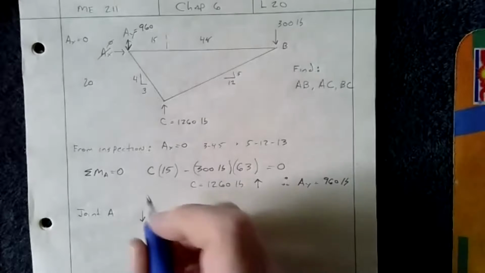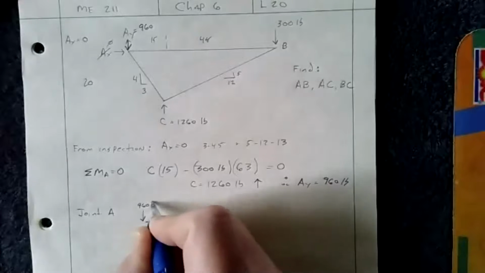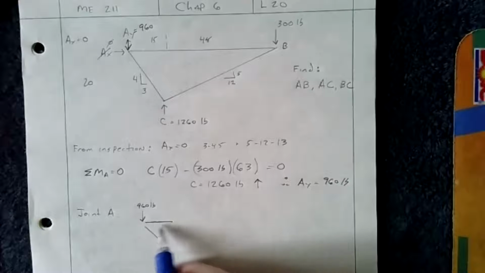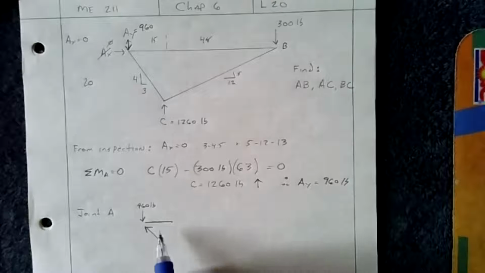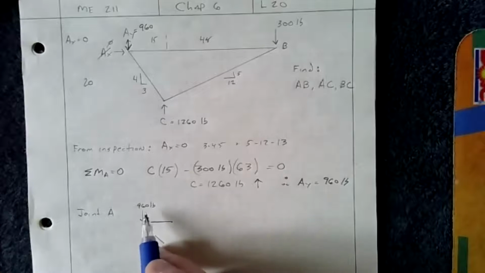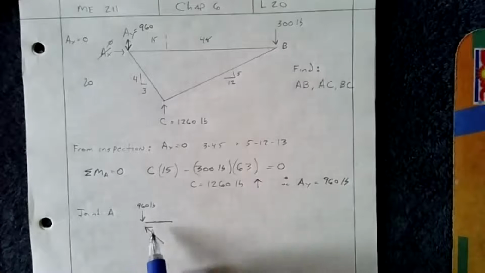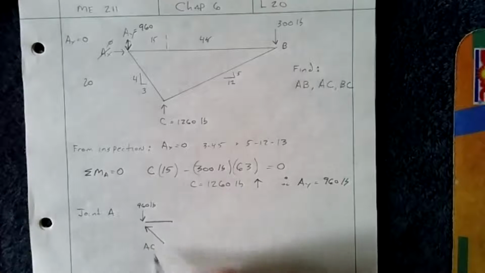We have this 960 pounds coming down. This only has an X component. So if this is going to be in equilibrium, this is going to have to be pointing that way, because then it gives us a vertical component to oppose that 960. So we know right away that this AC here is going to be in compression.